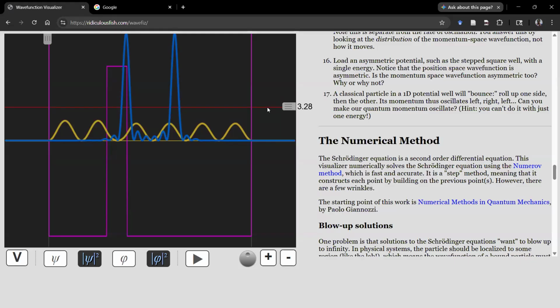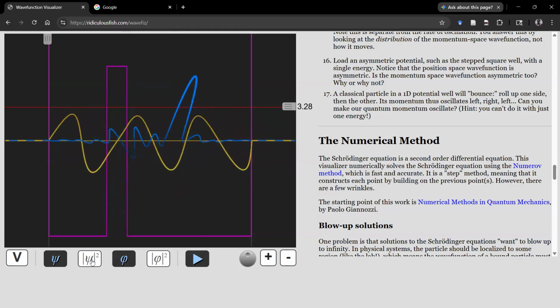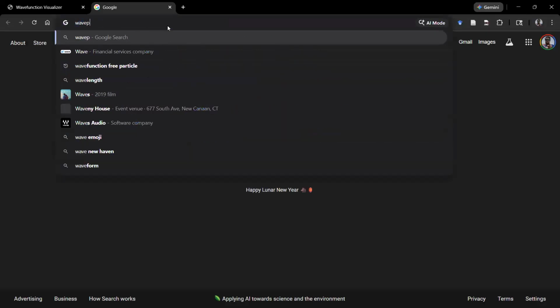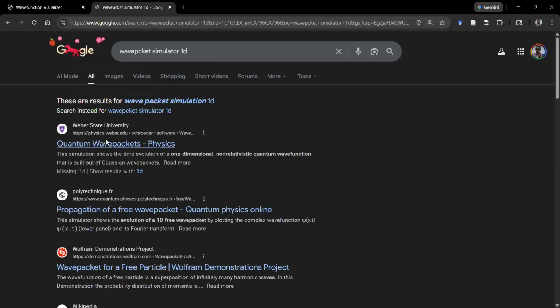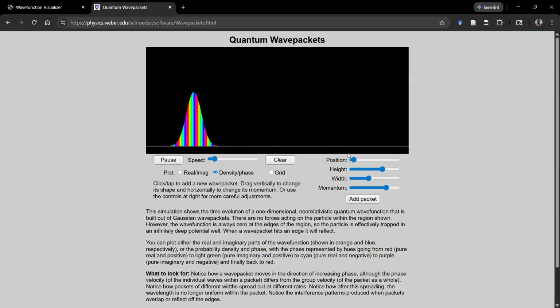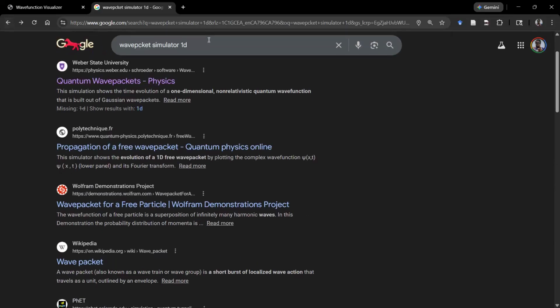Right, let's look at what happens to this wave in time. That's not very helpful. I want to do a wave packet. Let's see if I can find that for you. Oh yeah, this is the one I want. No. We're close.